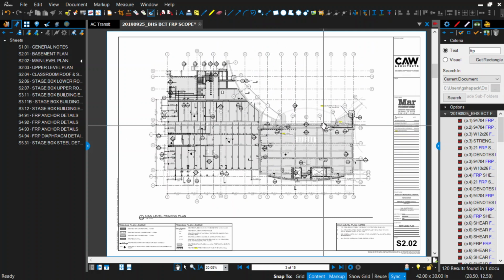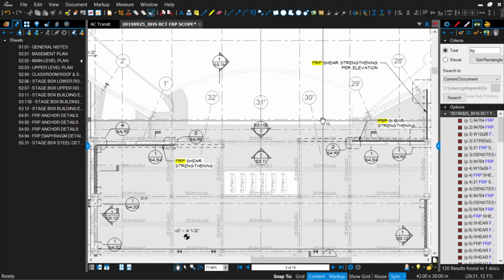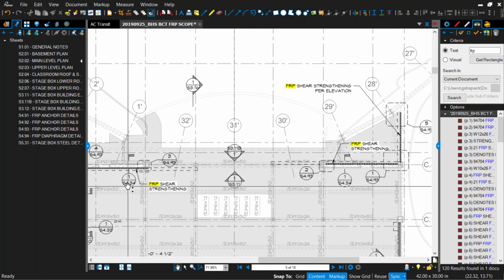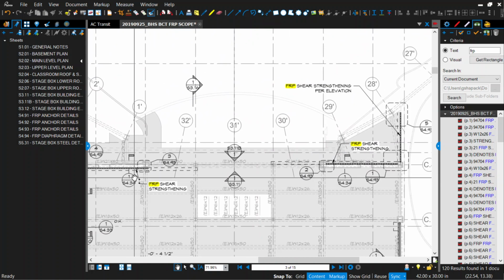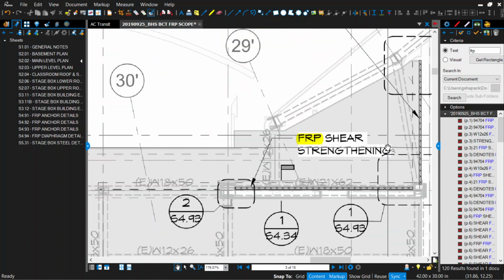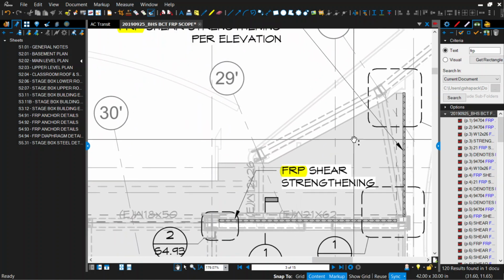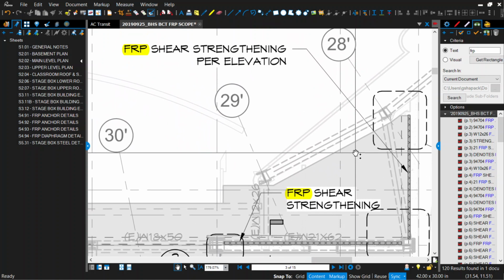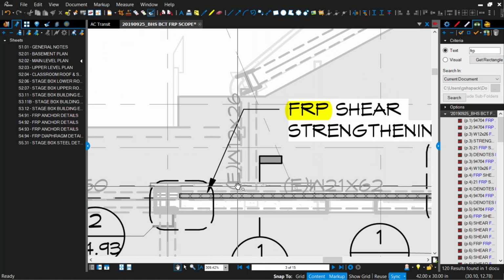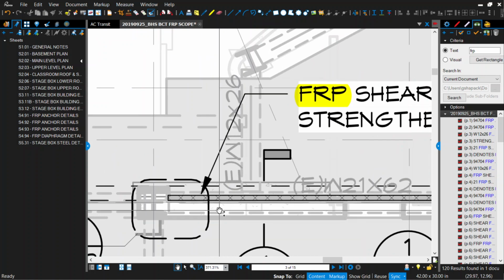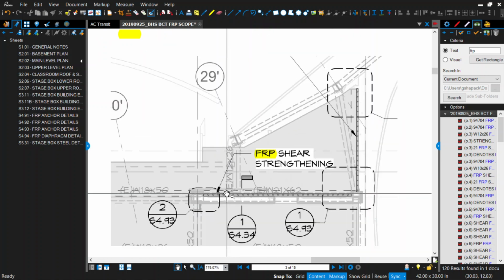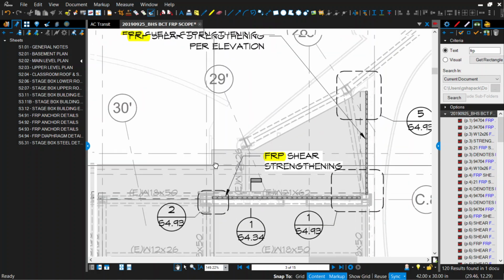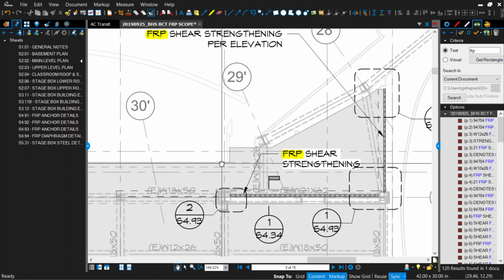Okay, so these are drawings where the engineer is calling out shear strengthening on a few walls. Did you have a specific question, or you just wanted to look at them? So this is a concrete wall, I think, with FRP on one side. I think it's more clear when you see the elevation.